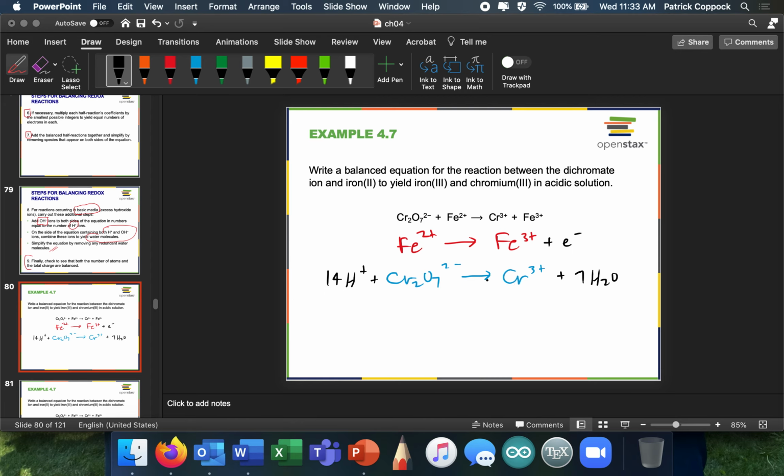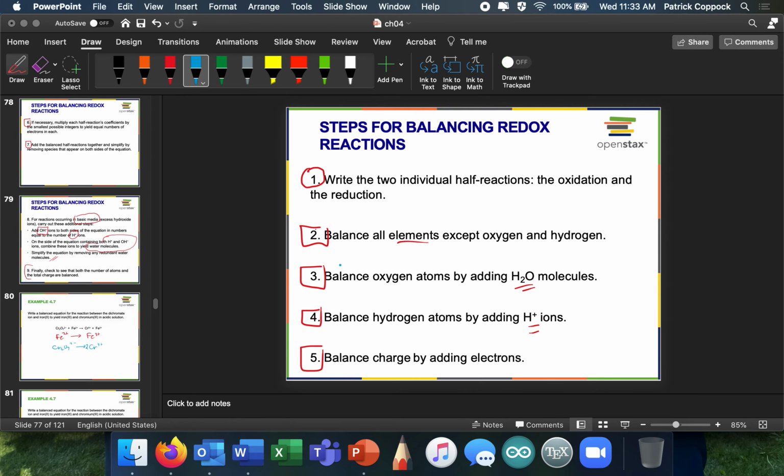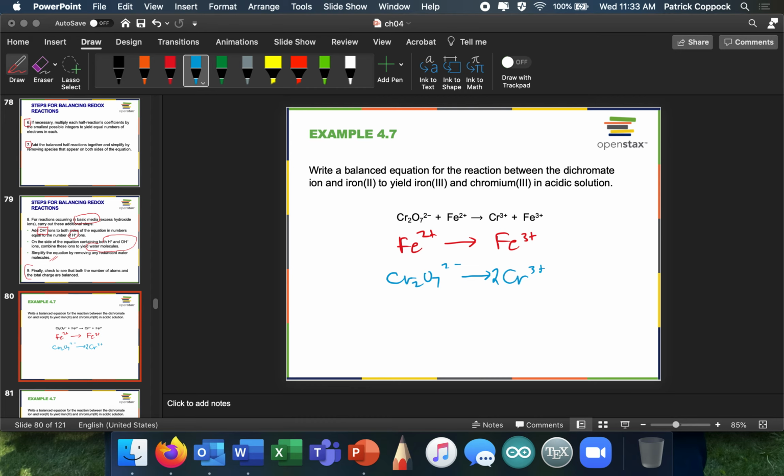Ooh, I can't believe I did that. I got to go back, folks. I didn't balance my chromium atoms. Look, there's 2 chromium atoms right here. Didn't balance those. But I'm going to do that right now. Step 2 was balance all the atoms besides oxygen and hydrogen. I just want to put a 2 in front of it. That was the step: balance all the elements besides oxygen and hydrogen. Then after that, I'm going to be adding oxygens. Man, that's a mess, isn't it?